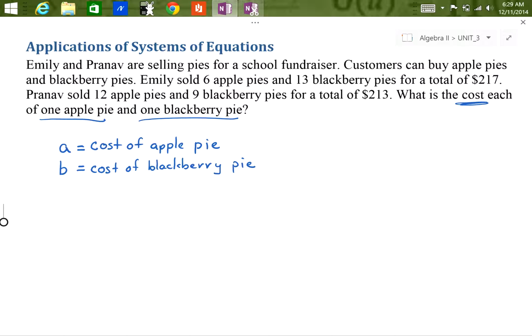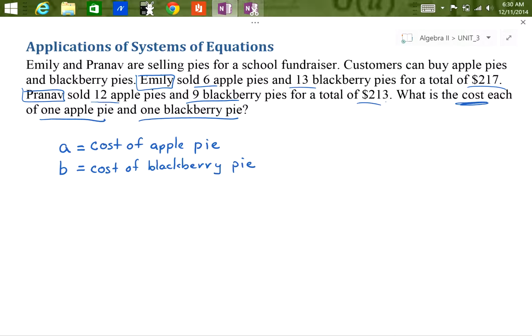Now, we need to set some equations up. In order to understand what type of equation we need to set up, we need what's called a governing equation. A governing equation is an equation that uses the information given and the information looked for in the same equation. Okay? So let's take a look at the information that we have given. For Emily, we have the number of apple pies she sold and the number of blackberry pies she sold for a total of $217 of sales. You'll notice that we have the same exact information for Pranav: how many apple pies she sold, how many blackberry pies she sold, and her total revenue, how much she made.